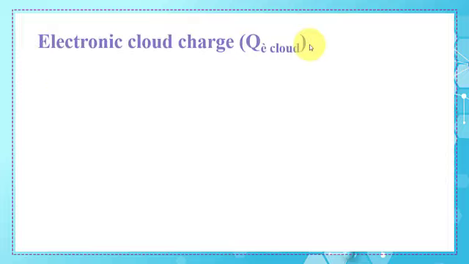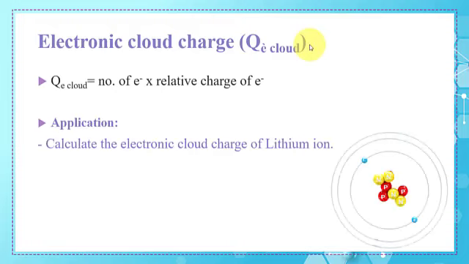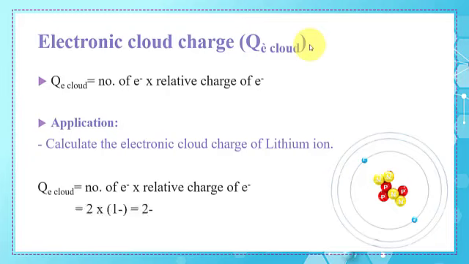The electronic cloud charge. Also we follow the same rule. However, the number of electrons differs between an atom and an ion. So in the following application, the number of electrons is 2 in the lithium ion because it has lost 1 electron. By following the rule, we get that the charge of the electronic cloud is 2 minus.